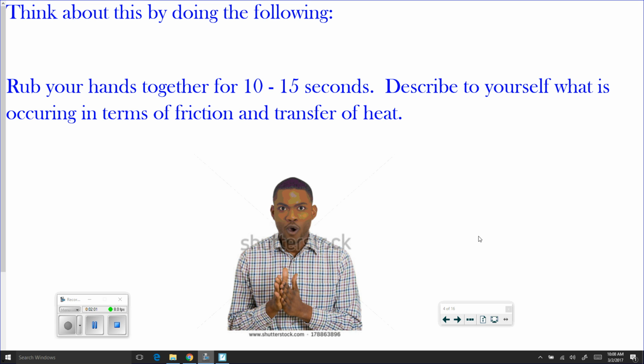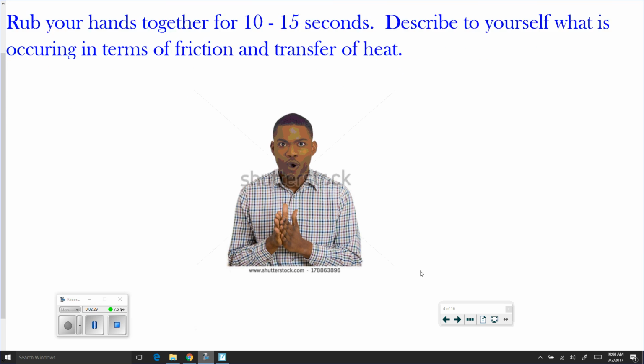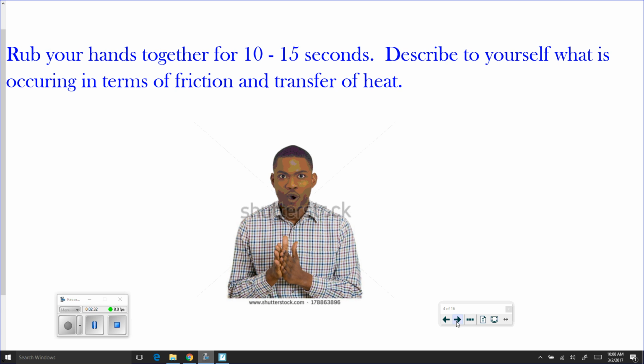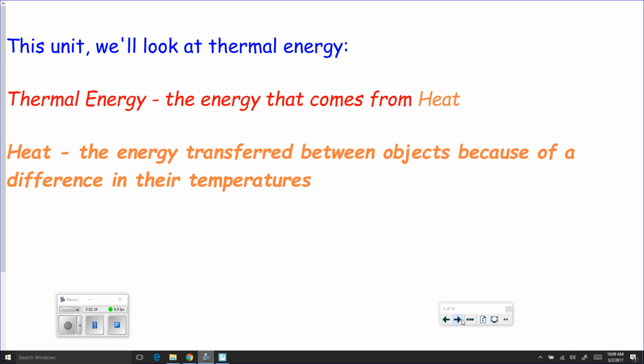So here's a little demonstration that you can do for yourself. Pause the video and do this. Rub your hands together for 10 to 15 seconds. Describe to yourself what is occurring in terms of friction and transfer of heat. Think about it in terms of one hand doing work on the other hand, and vice versa, and what's happening to the kinetic, potential, and thermal energies.